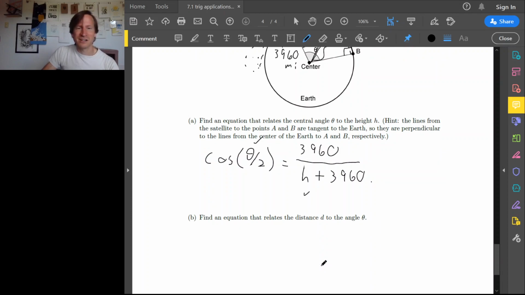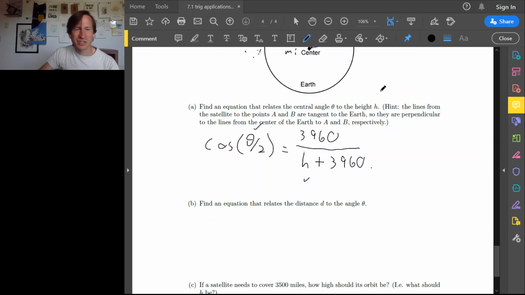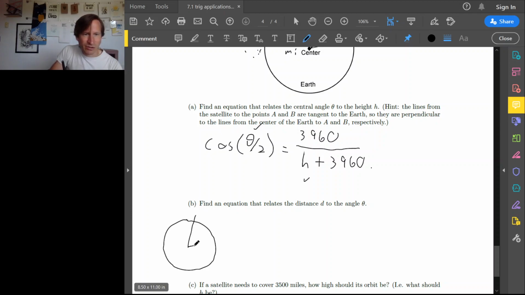Part B, find an equation that relates the distance d to the angle theta. So let's see. This diagram up here is a bit of a mess. I've done a lot of work on it. So let me just redraw a simplified version down here. So we have Earth, we have this angle theta, and we have this arc length along the Earth, which is d, and the radius of the Earth was, as ever, 3,960 miles.